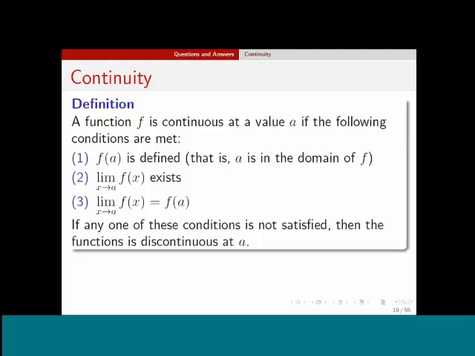So I just wanted to remind you of this definition. I won't do this for every one of these common items or themes, but remember that students need to know this definition. They need to know that a function is continuous at a if the following conditions are met: f(a) must be defined, the limit has to exist, and the limit has to be equal to the value of the function at a. If any one of those conditions is not satisfied, then the student can stop right away. The function is discontinuous at a.